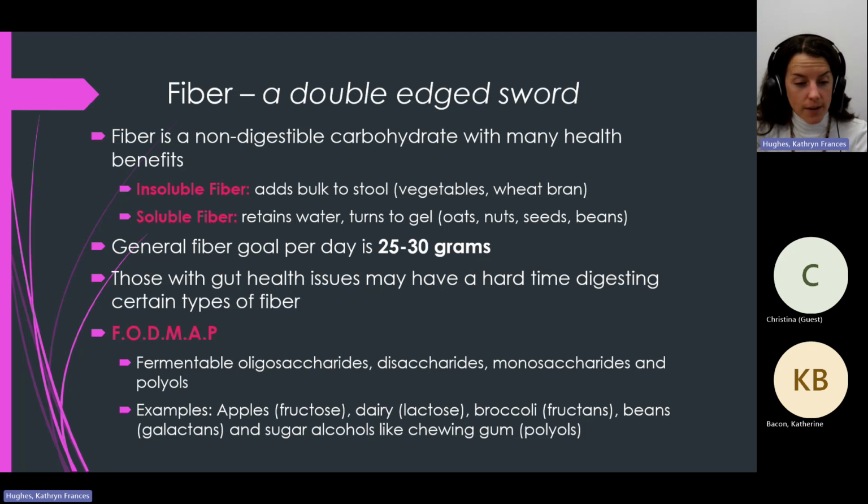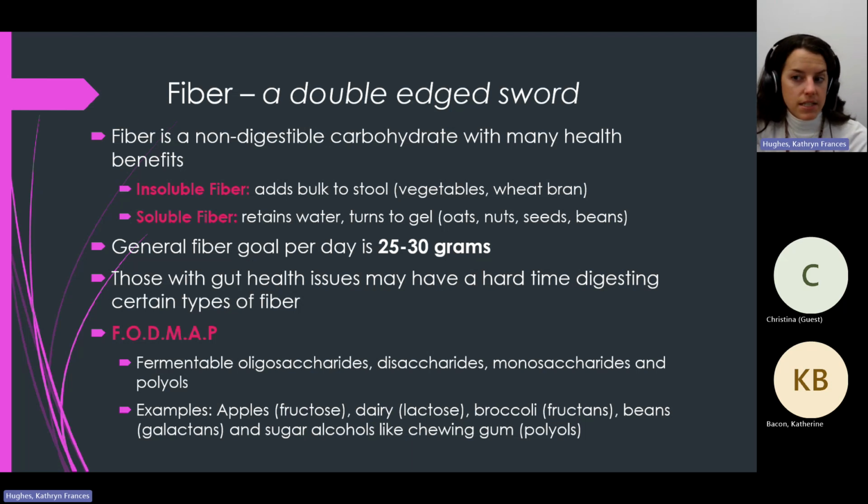So the names of these carbs are listed here. They're really long, so I'm not going to even attempt, but FODMAP are the types of fermentable carbohydrates that can cause problems. So oligosaccharides, for example, apples contain a fructose, or broccoli contain fructans, and they fall into these categories. Beans, cauliflower, but then there's also things like chewing gum because they contain polyols, which are sugar alcohols.